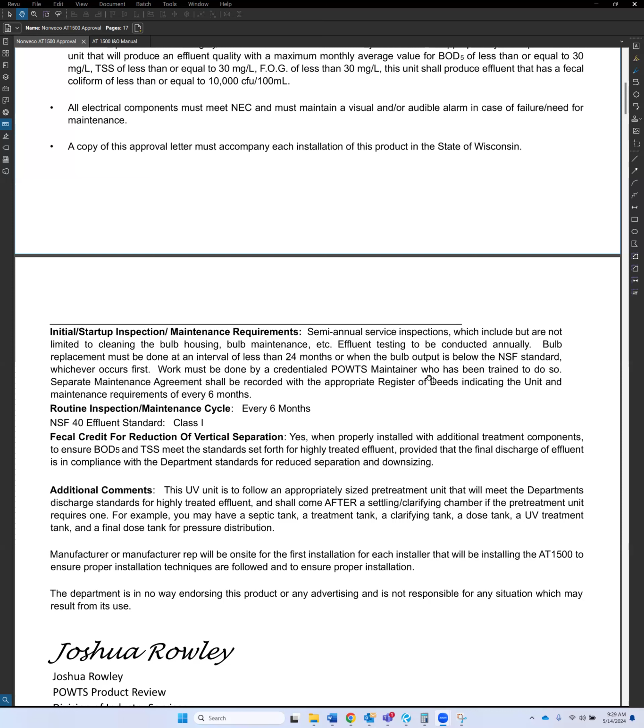In most cases, 23 to 24 months is the life expectancy. There are some cases where the bulb is going to last much longer. At 23 or 24 months, it's not going to be burned out, but the output isn't going to be there any longer to work effectively. So that's why the bulb replacement must be done at an interval of less than 24 months, or whenever the output is below the NSF standard, whichever occurs first. The work has to be done by a credentialed POWTS maintainer, and that person has to be trained to work on this UV lamp.